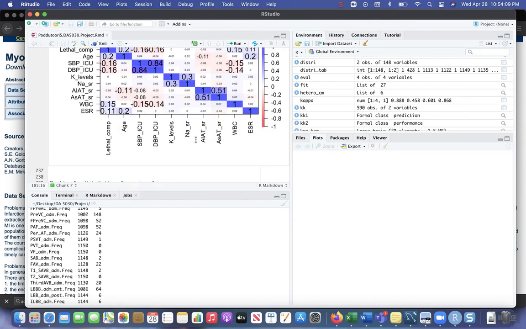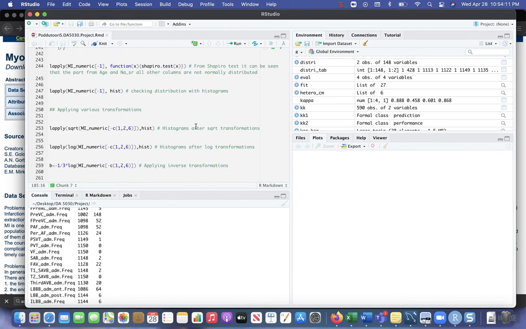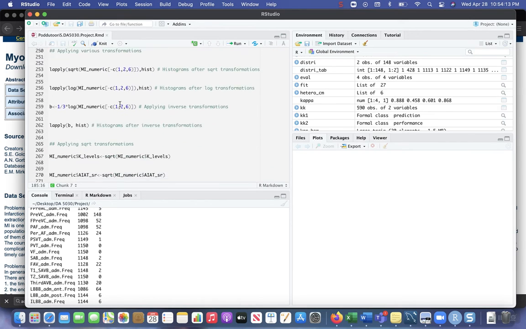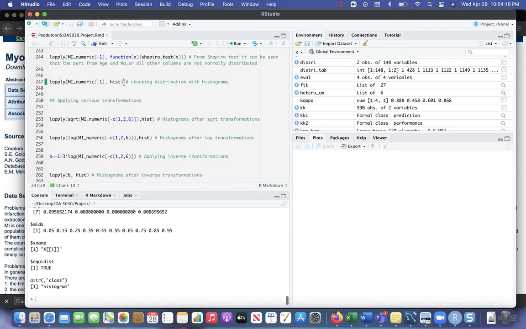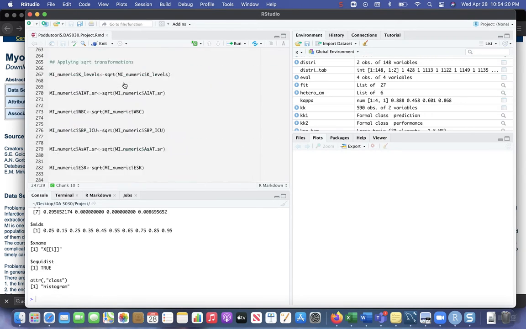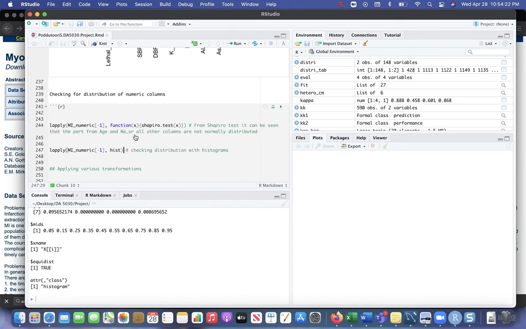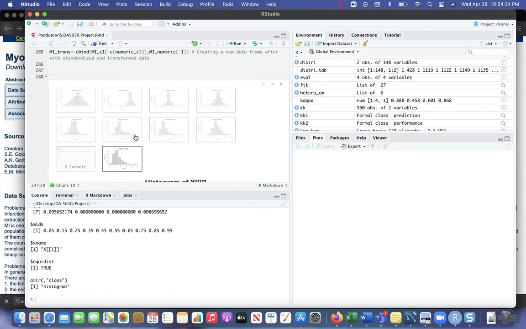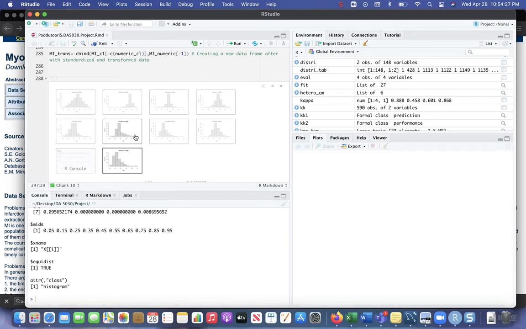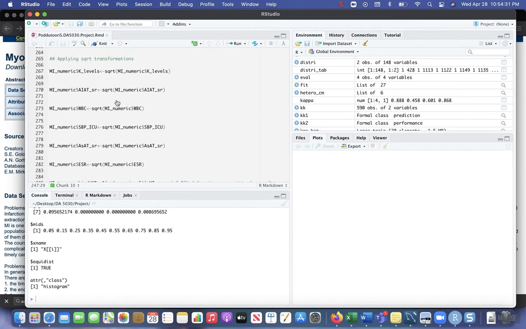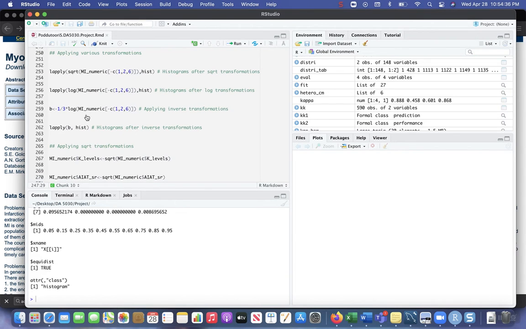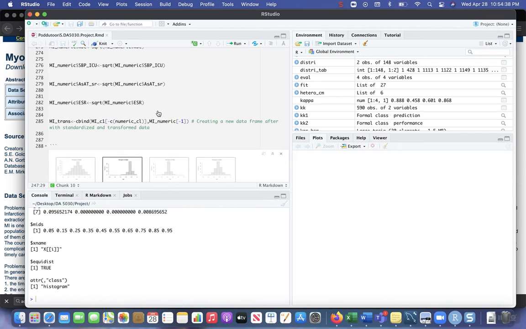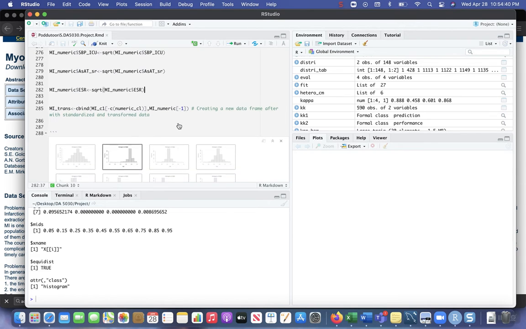I've standardized the numeric features and also applied transformations. These are the histograms, and apart from age and serum sodium levels, everything else didn't pass the normality test. So I have applied square root transformations. Of course, I've checked in all of them, but I felt that square root transformations were better.